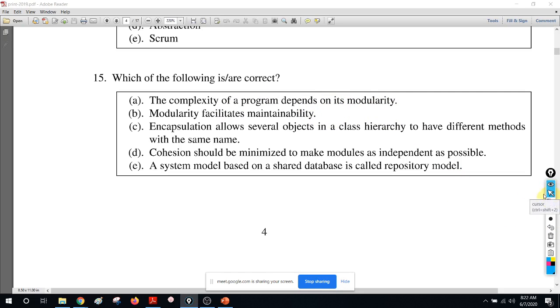Yes, if it is highly cohesive with less coupling, it is less complex. If it is less cohesive and highly coupled, it's more complex. So I will take that as the answer.